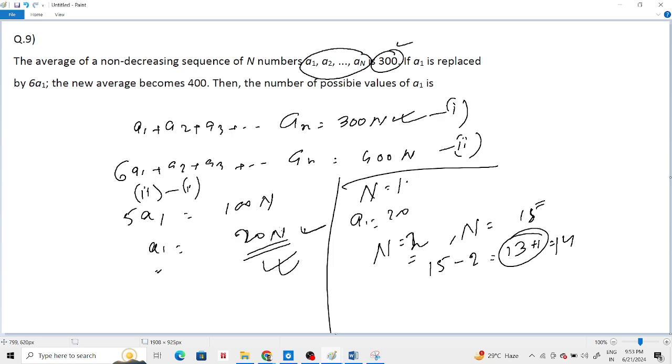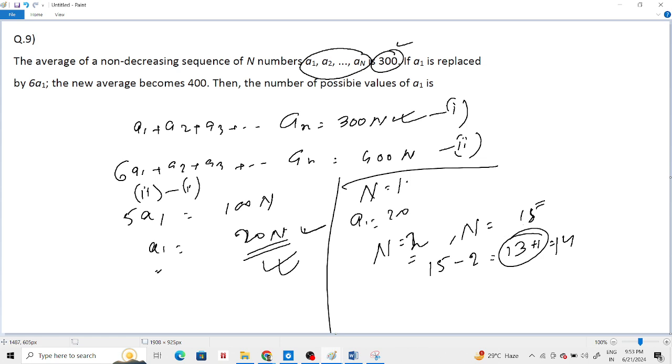Why? Because 15 into 2 is 300. If I take n as 15, then I can take a1 as 300. The rest of the values can be 0, a2 to an, everything can be 0. If a1 itself is 300, then only the average can come 300. Okay, so n cannot cross the value of 15.